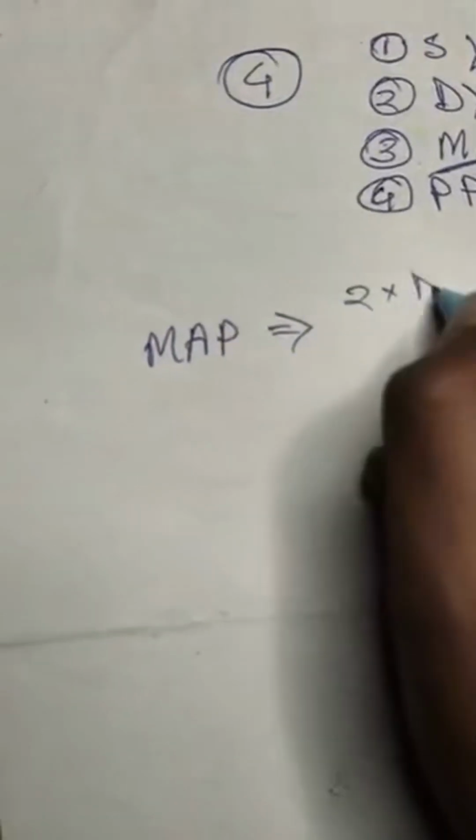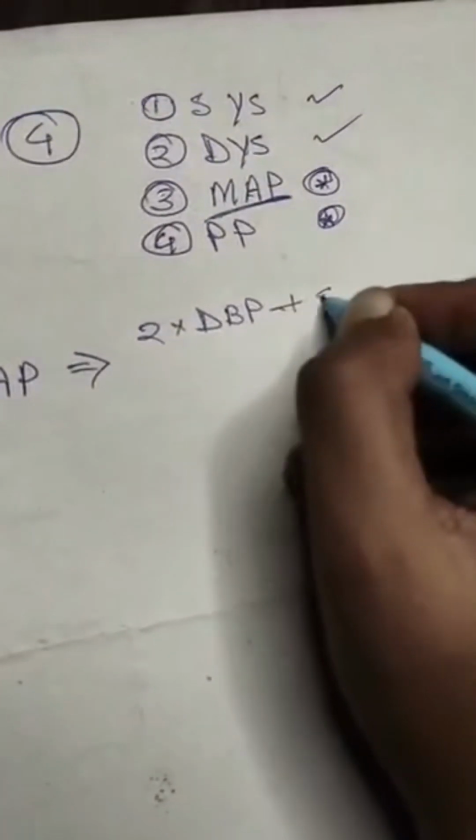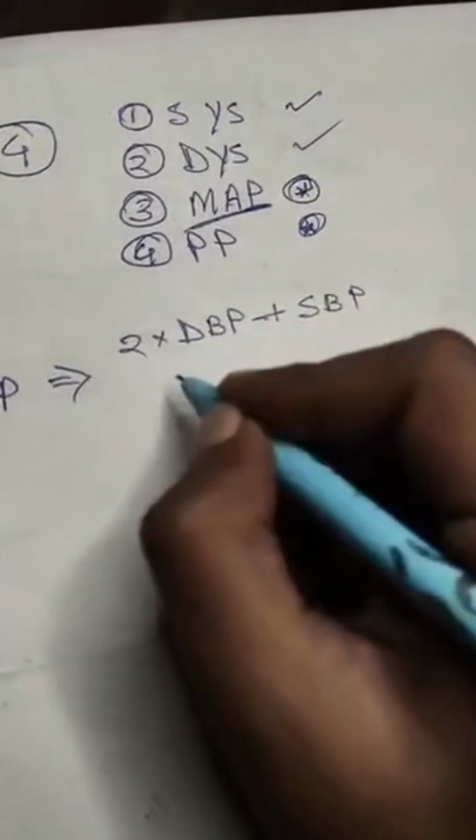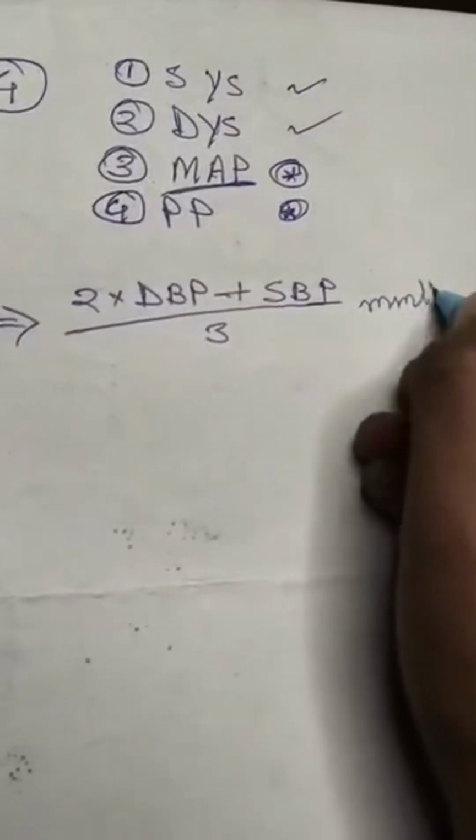MAP is very important in our clinical scenarios, and some hospital parameters or ICU monitors calculate the MAP automatically, but we can simply calculate it by math. So what is the MAP formula? I can write MAP, or mean arterial pressure, equals 2 into DBP, diastolic blood pressure, plus SBP, systolic blood pressure, whole divided by 3, and this unit is mm of Hg, millimeter of mercury.